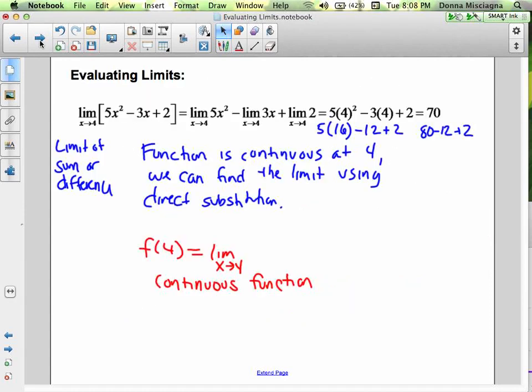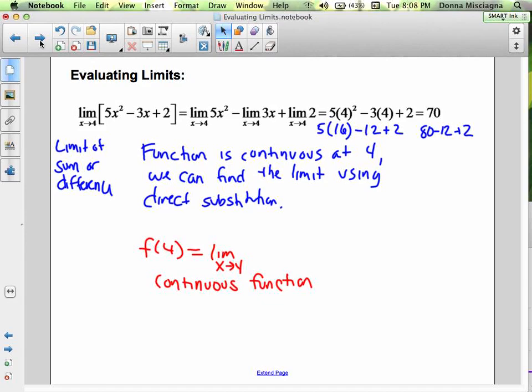All right, so evaluating limits. This just kind of shows you how you can think of it. I'm not saying that you have to break it into 3 different limits and then write each of them down. You don't have to do this. But this is essentially why we can just substitute into 5x squared minus 3x plus 2. So it's a limit of a sum or difference. We have a continuous function at 4, so we can find the limit using direct substitution. So long as your function is continuous at whatever x is approaching, at c there, then you can use direct substitution. And let's actually write that in our notes somewhere.